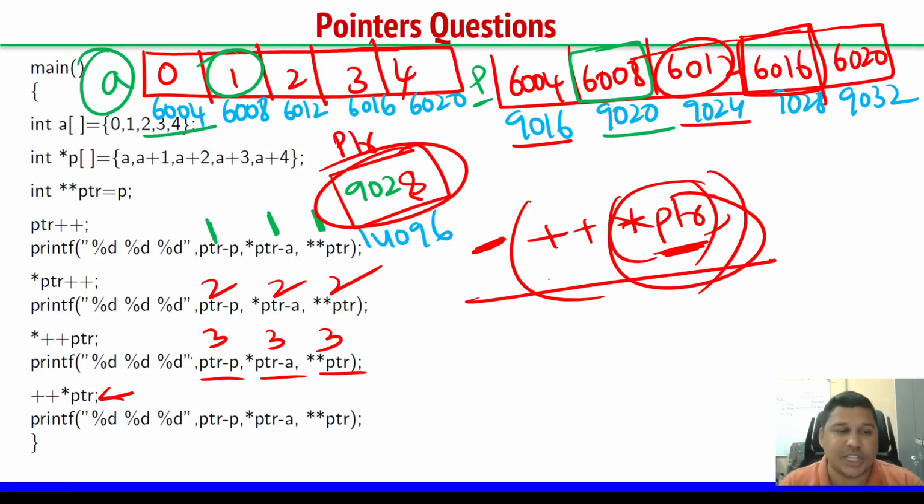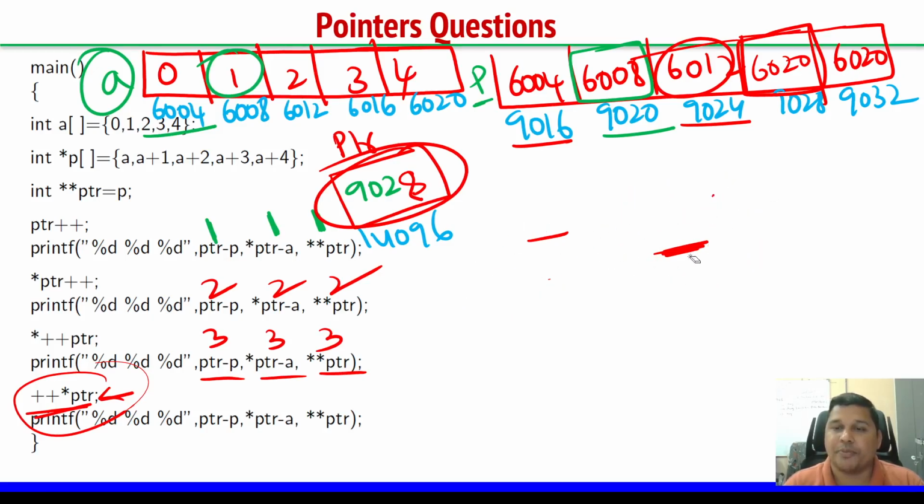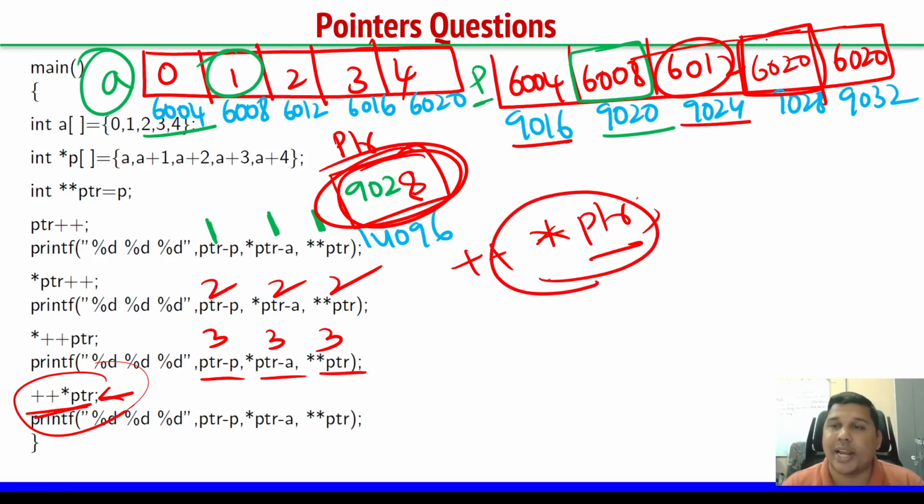So because of this statement here, star star plus plus star PTR, this will become 6020. I hope it is clear how it is happening. See again, you have star plus plus star PTR. PTR means 9028. Star of 9028 means 6016. That plus plus, it becomes 6020.